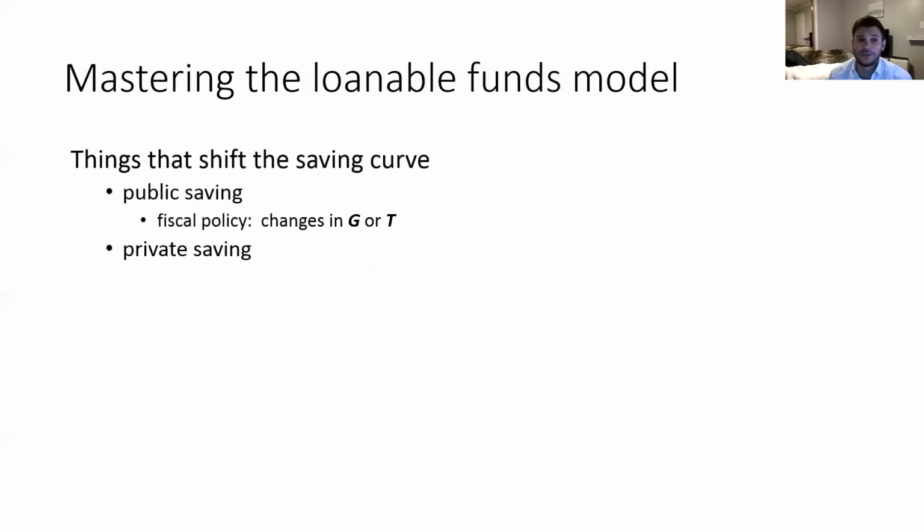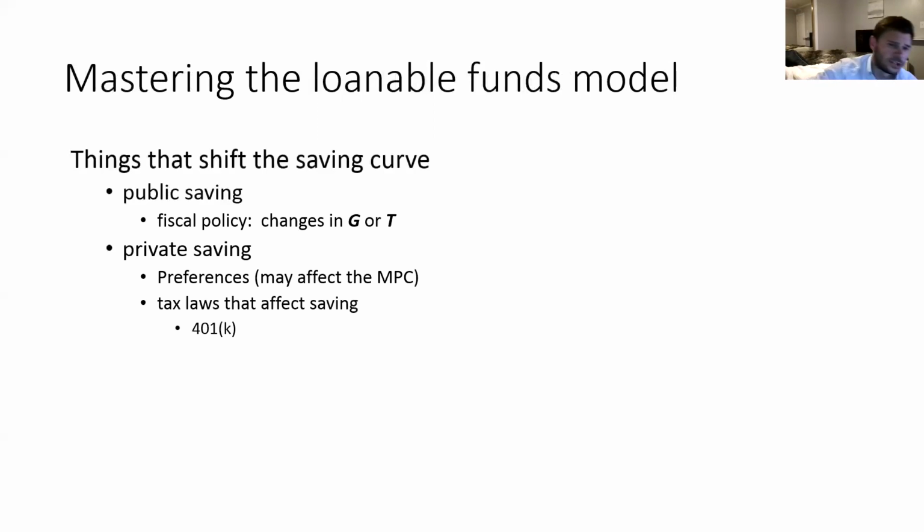Anything that affects the private savings or the private incentive to save, for example, changes in preferences towards the future may affect the marginal propensity to consume to change, so that the slope of the consumption function changes for an individual. There could be changes in tax laws that affect private savings, for example, changes in 401k contributions, or changes in the tax deductible nature of IRA contributions. These are all examples of policies that would incentivize an increase in private savings, not to be excluding of, for example, replacing an income tax with a consumption tax.